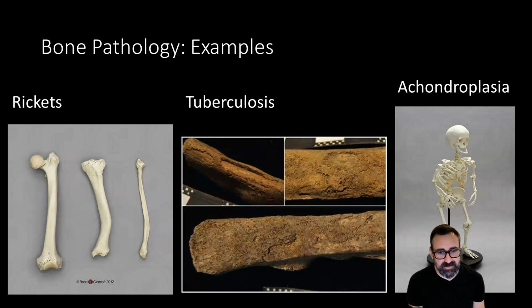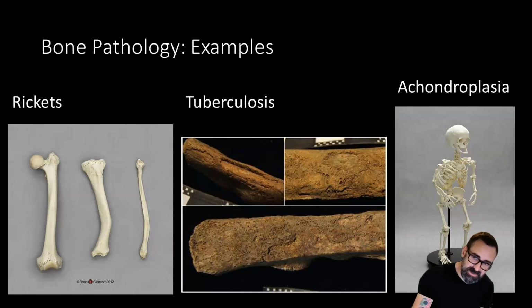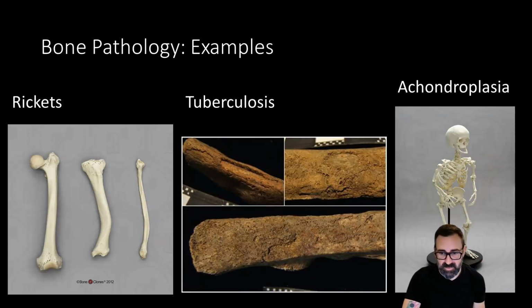So your tibia and your fibula. And then in the middle, this is tuberculosis. It's a bacterial infection that often infects the lungs, but it can have effects on the skeleton. So tuberculosis is one of those diseases that really shows up in the skeleton. And then you have achondroplasia, which is a kind of dwarfism, which you can see above my head.